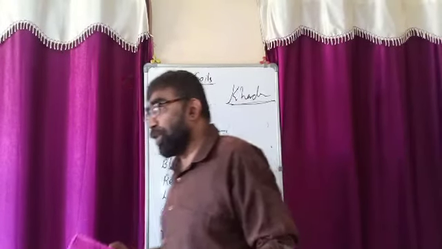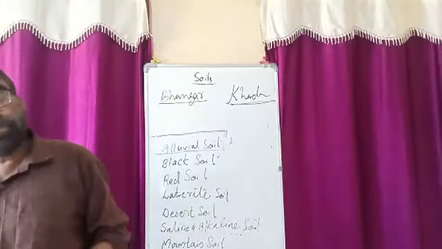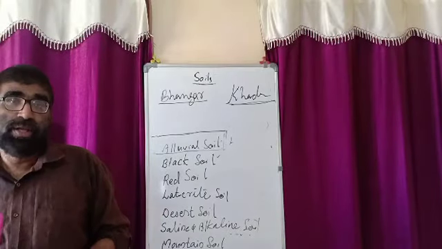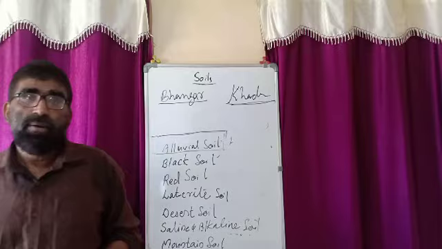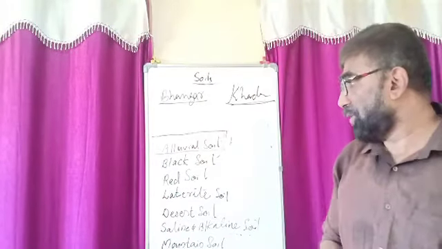And the suitability of the crops: we know almost all types of crops grow in this alluvial soil. Wheat, cotton, barley, rice. Almost all types of crops are grown here in this alluvial soil.